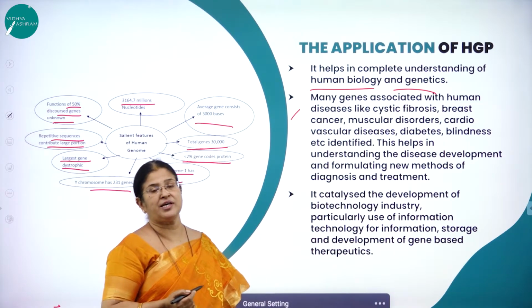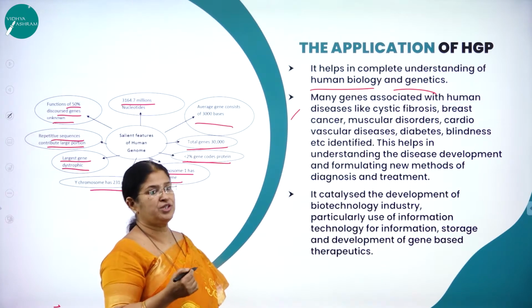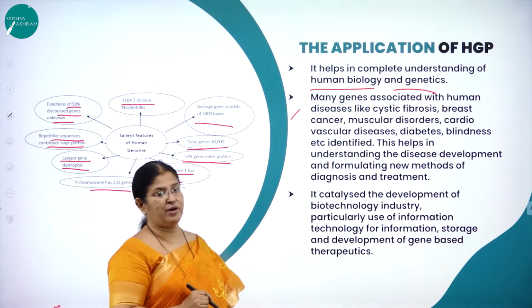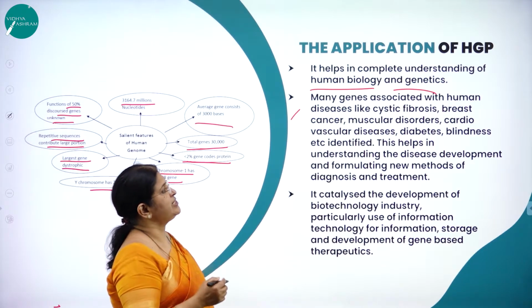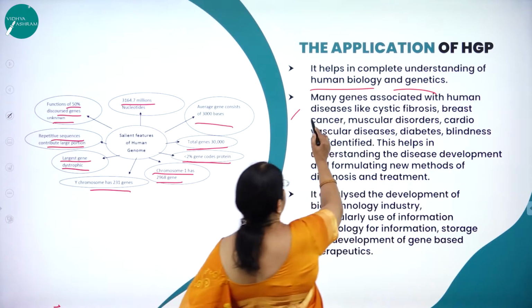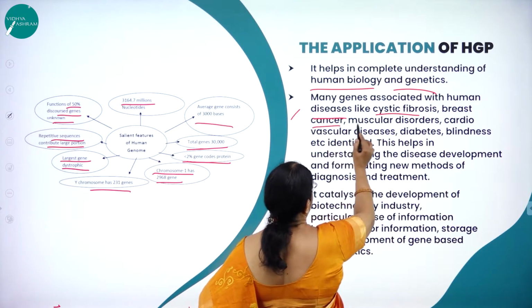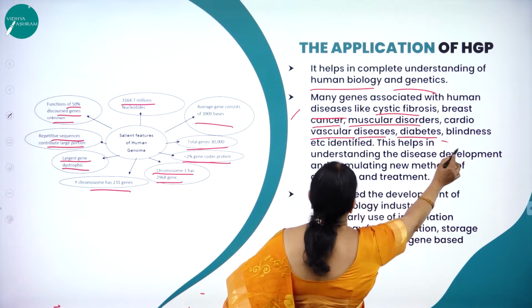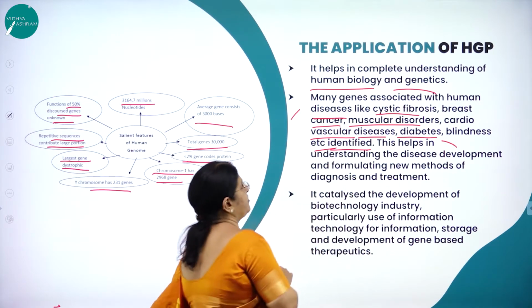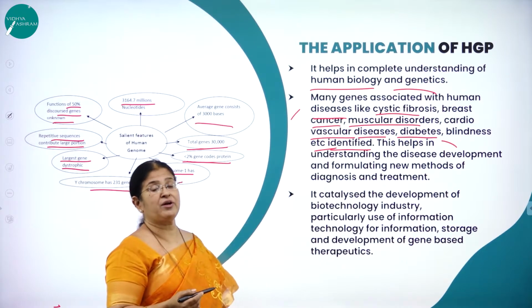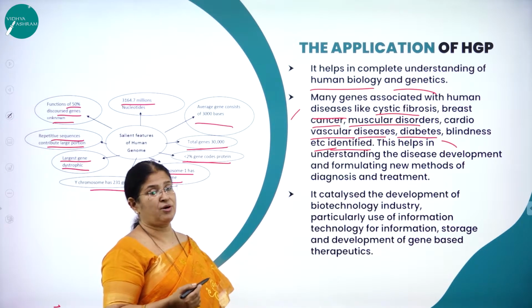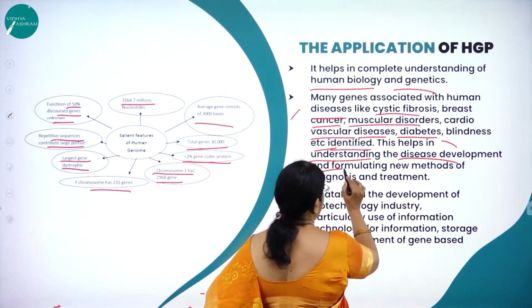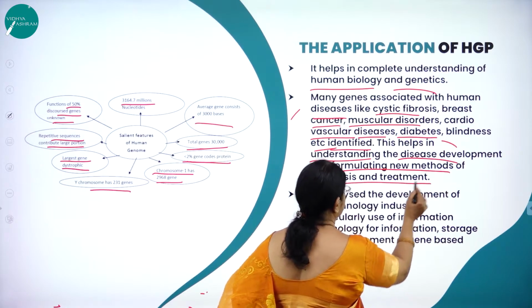So the outcomes of the Human Genome Project will help us understand human biology and genetics. Many genes associated with human diseases like cystic fibrosis, breast cancer, muscular disorders, cardiovascular disorders, diabetes, blindness, etc. are identified. So by this, we can identify a good number of diseases that are caused in human beings. This helps in understanding disease development and formulating new methods of diagnosis and treatment.